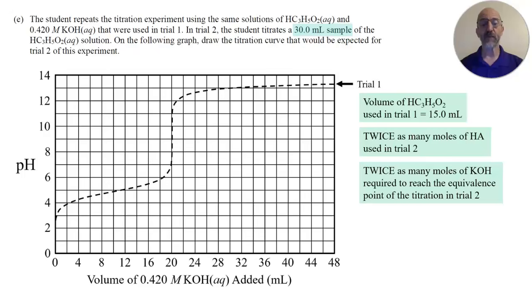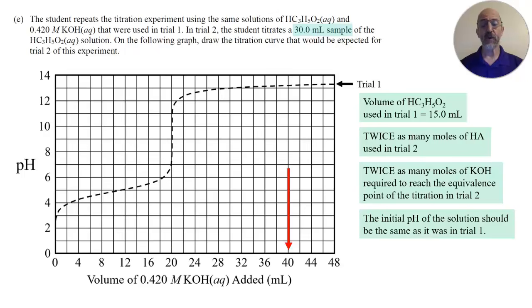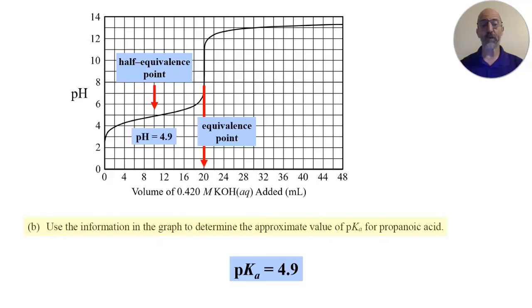So where is the equivalence point in trial 1? It's at 20 milliliters of titrant added. So what's 20 times 2? 40. So for trial 2, the equivalence point will actually be reached at 40 milliliters, not 20 milliliters. And we're using the same solution, so the initial pH will start at the same value. So I'm going to go ahead and put a little dot on this diagram at the initial pH. I'm going to put the pKa of 4.9 is going to show up at the half equivalence point.